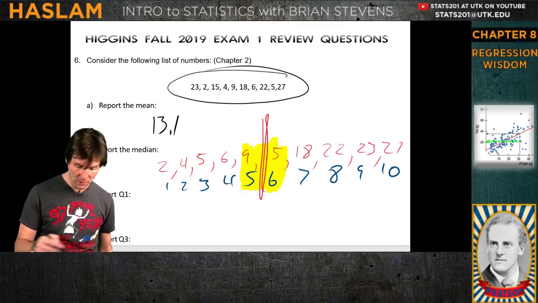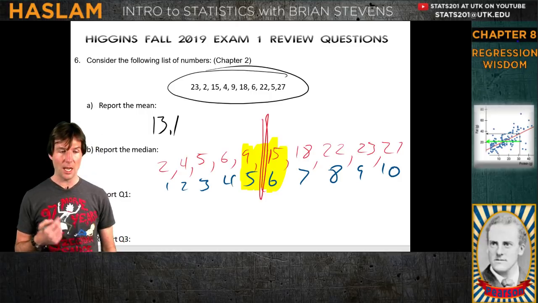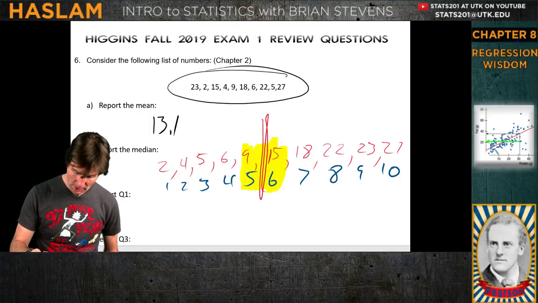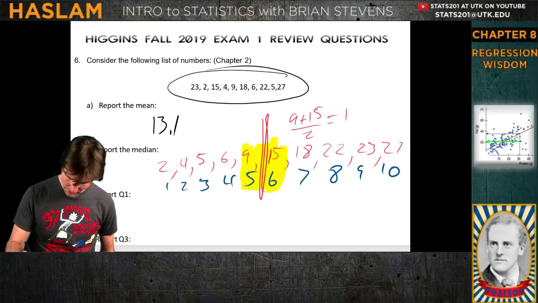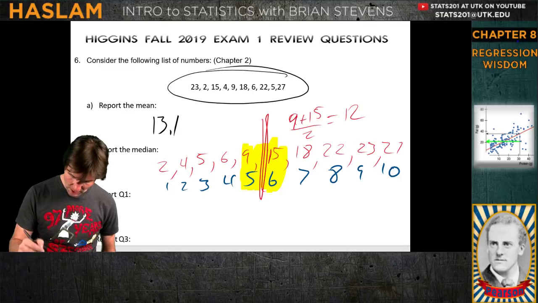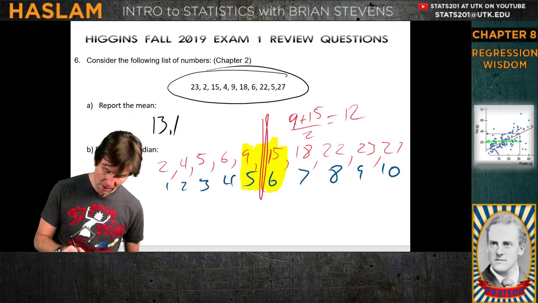What you would do is add 9 and 15 to get 24. So 9 plus 15 is equal to 24, divided by 2, and you would get 12. So the median is 12, which is not a number in this data, but it is the median.